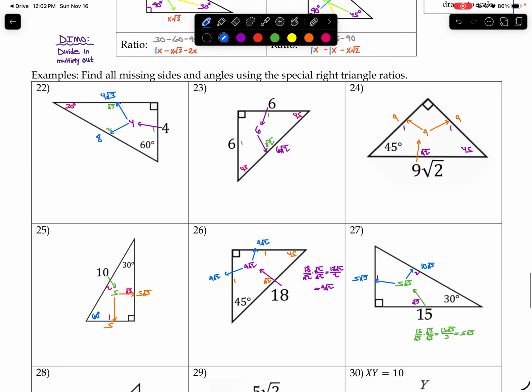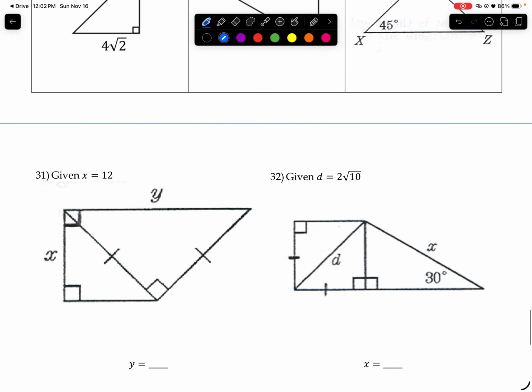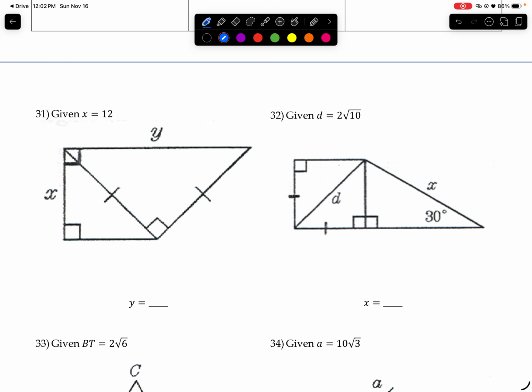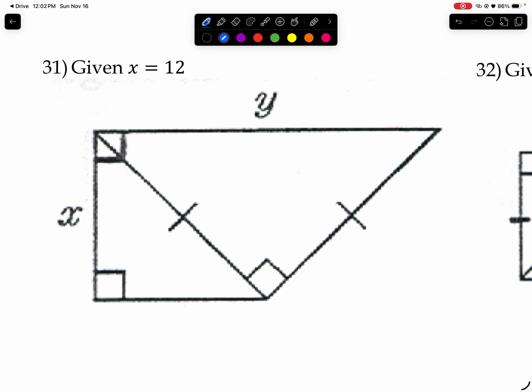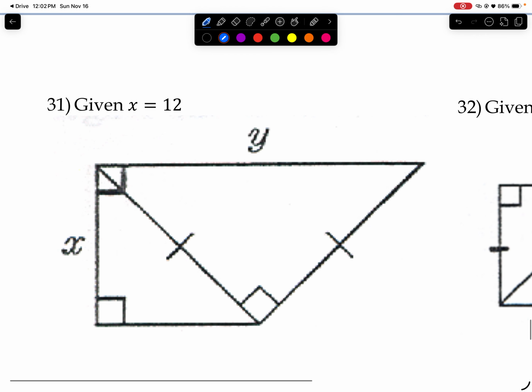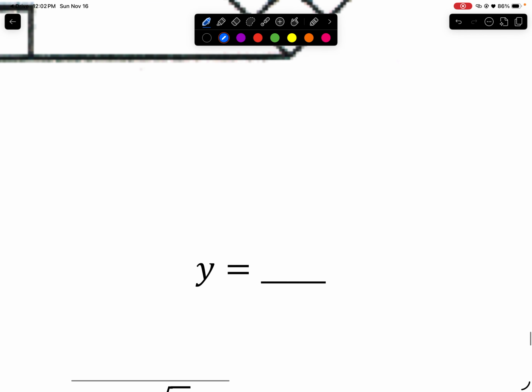So it's the same idea for the last three. I'm going to skip over those. We're going to go into these composite figure shapes. These are the ones that I personally like the most, just because it's a little bit more of a challenge. So given this composite figure here, we're given that x is equal to 12, and we want to find the value of y.